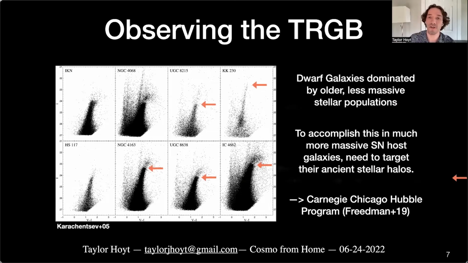And so looking at some more examples of dwarf galaxies in the nearby universe, which are dominated by older, less massive stellar populations, which I was mentioning are the necessary components to establish the TRGB as a distance indicator. And so to accomplish this in the much more massive galaxies that host supernovae Ia, we need to target their ancient stellar halo populations. And this is what the Carnegie Chicago Hubble Program did, with first results published in 2019 and an update in 2021.